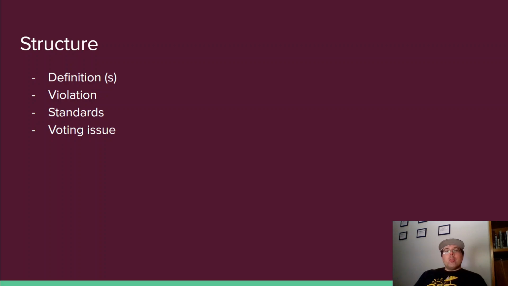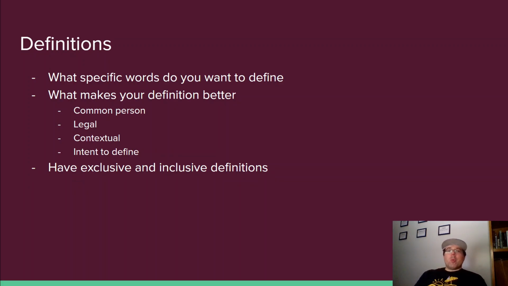So, now that we've introduced the idea of what is topicality, we're going to look at the structure of topicality. There are 4 parts to any sort of topicality argument that you would hear. There's the definition or definitions, a violation, standards, and a voting issue. And we'll go through each one of those one by one.